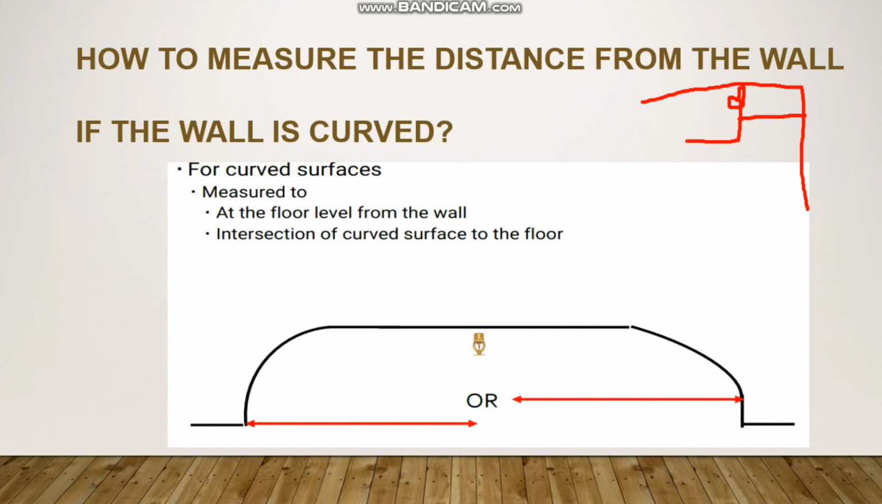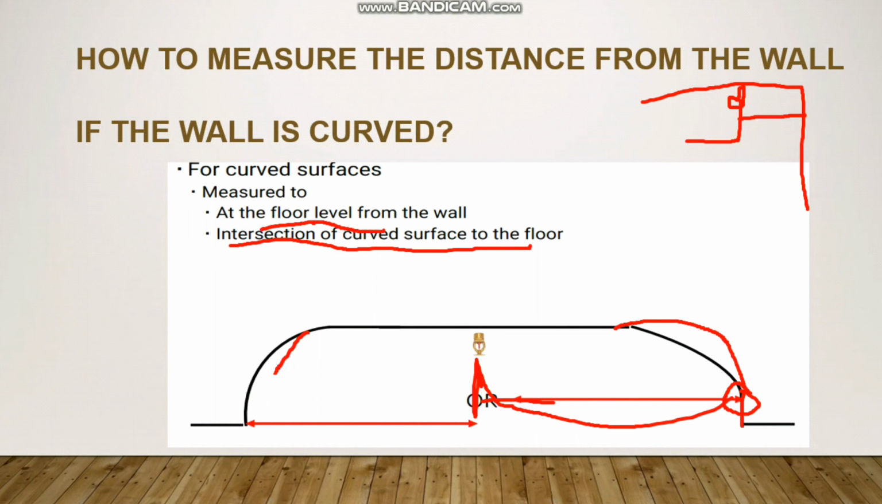So if you have the curved surface like is shown here, then you have to follow two conditions. At first you can see the intersection of the curved surface to the floor. That means this is the wall curved area and this is the intersection point. So from this intersection point you have to measure till the sprinkler deflector center. Okay, and same at the floor level from the wall. So this is the curved area and from the floor is here. So this distance you have to measure. You have to follow the measurement like this if you have the curved wall.